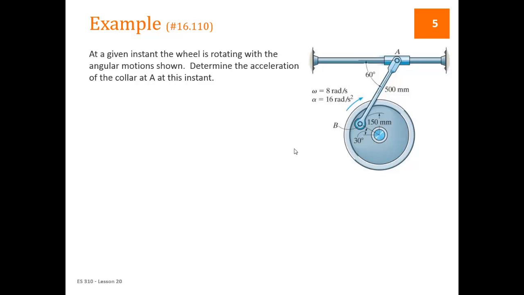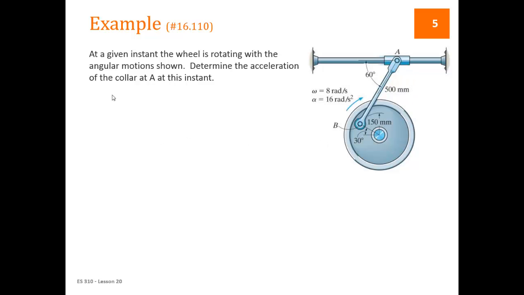So let's start. In this example, we've got the wheel. The wheel is turning, and as the wheel turns, this bar also shifts its position, and the collar slides. We're interested in the acceleration of the collar A. We're given information about omega and alpha for the wheel, and some various other geometric information.